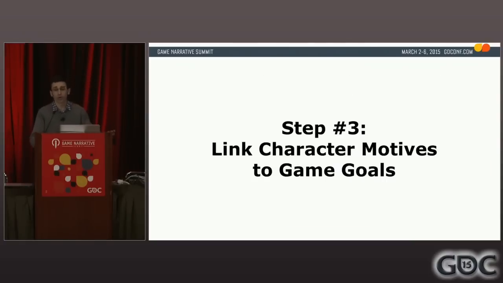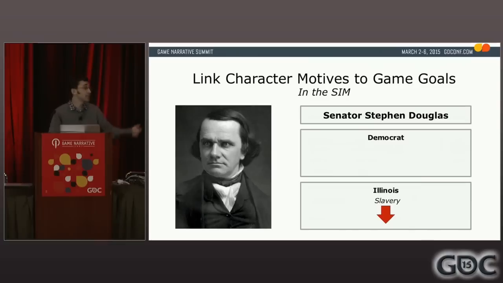So, your morally complex character now has this morally complex faction. Well, what else do they have driving them? Well, in the sim, we give each player a kind of character sheet on their tablet that has their senator's political positions on it. Take Stephen Douglas here, for example. Now, one of his positions is directly linked to his faction. He's from Illinois, it's a northern state, and thus opposed to slavery.